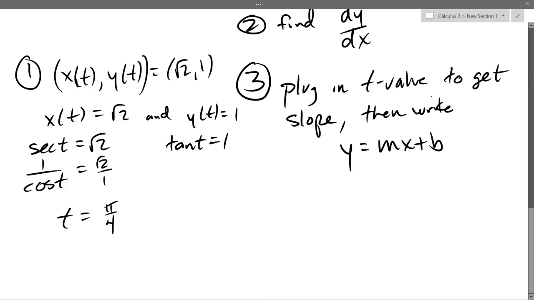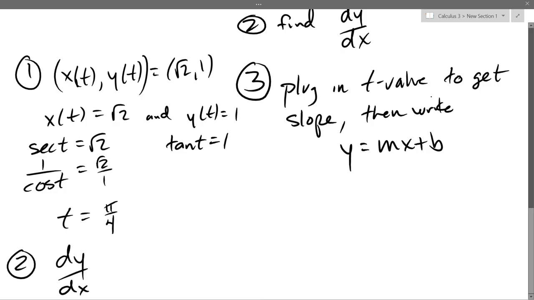And it better work for both. Tangent of pi over 4 is 1 also, because your x equals your y value right there in your unit circle. So I don't want to draw the whole unit circle out and all that fun stuff. All right, that's part one. Part two, this is the calculus part.